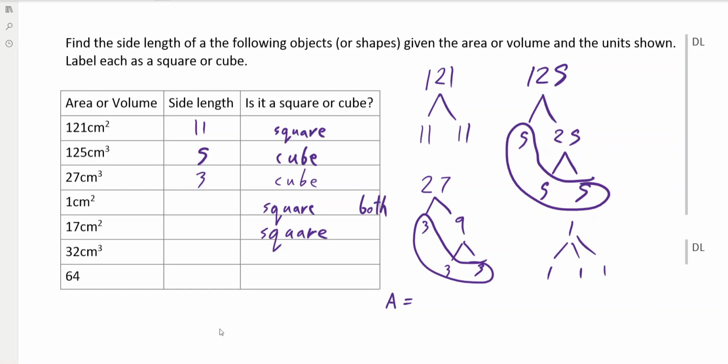So area equals 17, and also equals side squared. So if we want to find the side length, we do opposite operations and opposite BEDMAS. Then we can cancel square rooting and squared. So square root of 17 equals s.